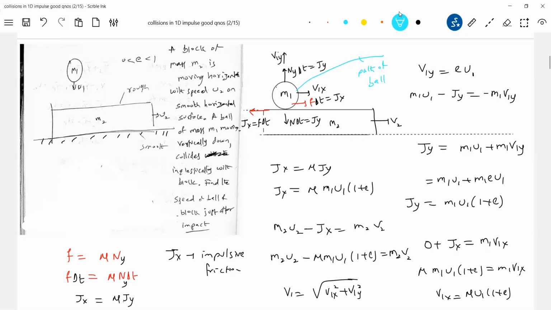Impulsive friction. You have seen impulse due to normal contact, impulse due to string, and impulse due to friction. Like that, several forces will come, and suddenly the force's magnitude increases. Impulsive friction, you have to take it.